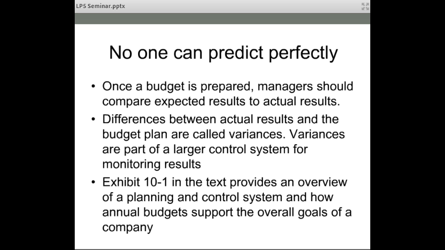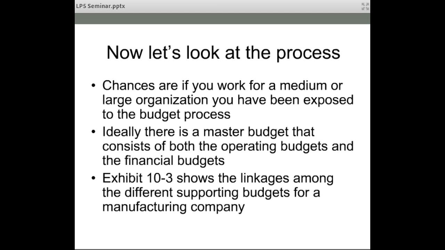Remember, no one can predict perfectly. Once a budget is prepared, managers should compare expected results to actual results. This happens at the end of an accounting period. Differences between actual results and the budget plan are called variances. Variances are part of a larger control system for monitoring results. Exhibit 10.1 in our text provides an overview of the planning and control system and how annual budgets support the overall goals of a company.